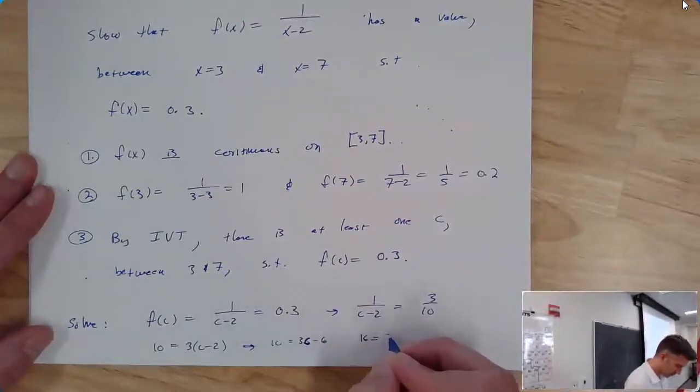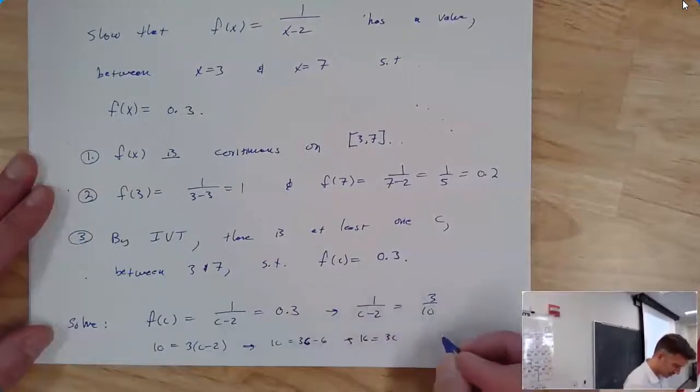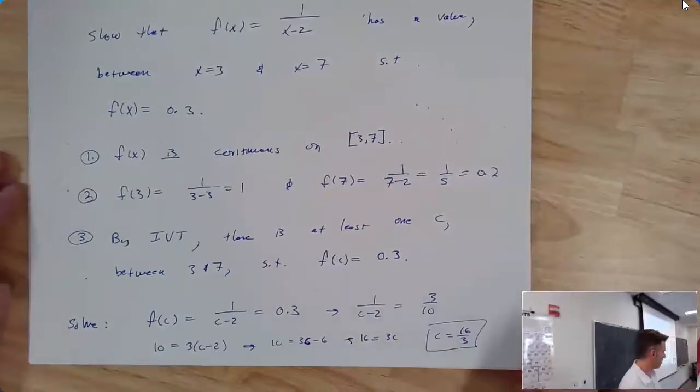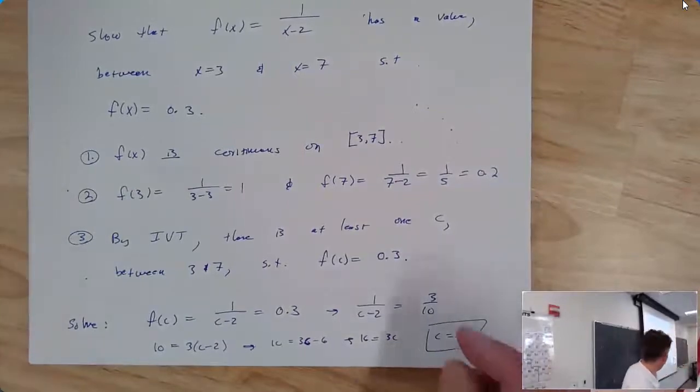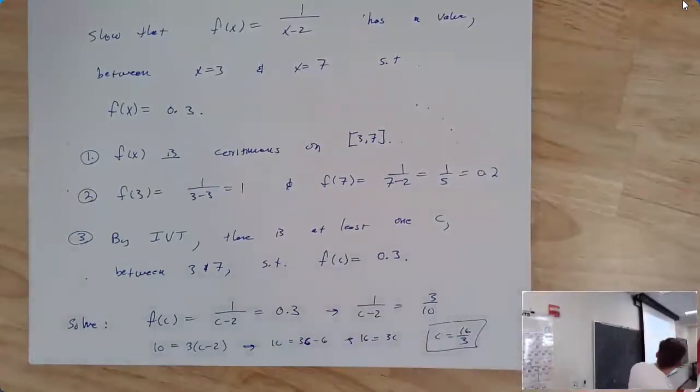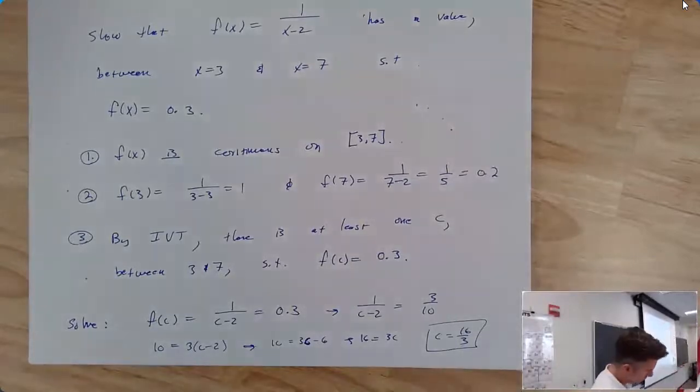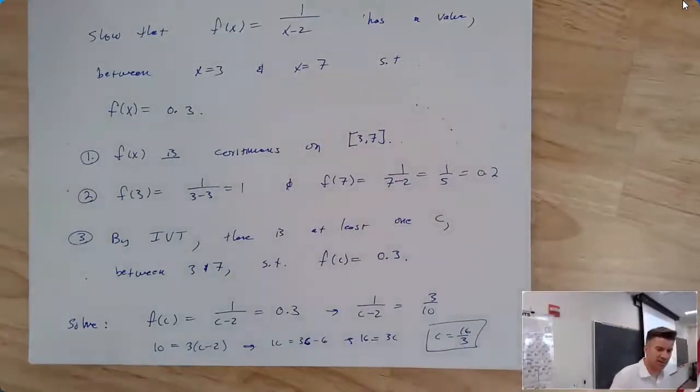16 equals 3C. So C is looking like 16/3, or 5.333333 forever. So there definitely is a C between 3 and 7. We found it. It was 5 1/3, such that there is a solution to this equation.